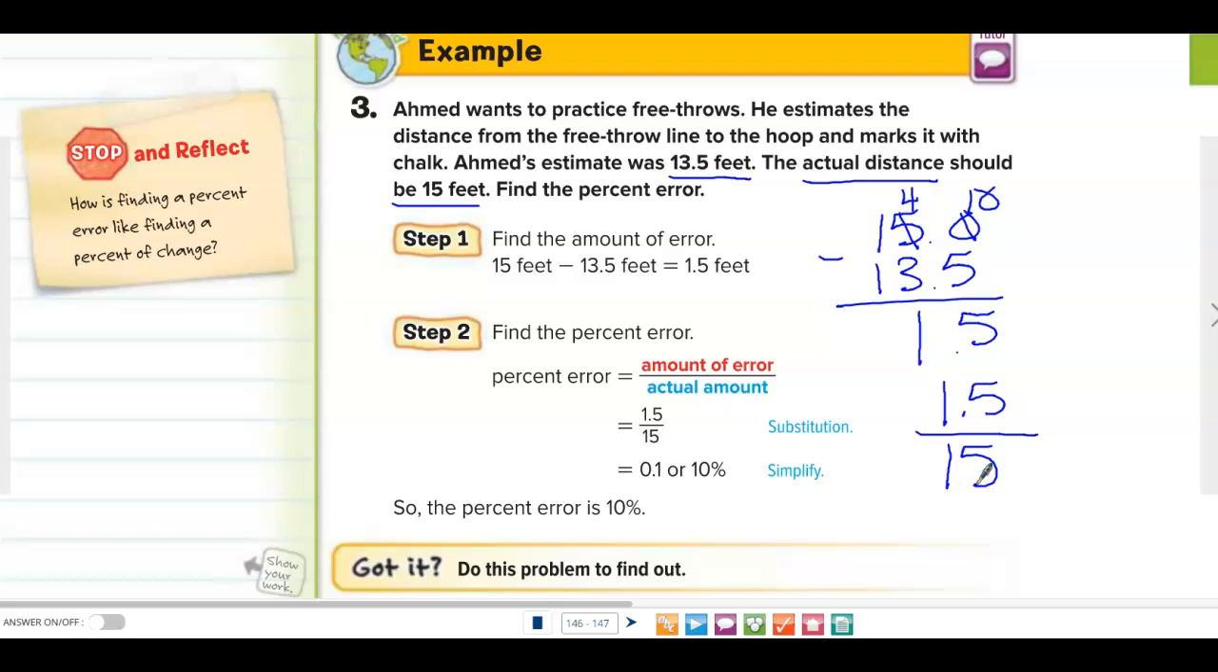So then we can type this into our calculator. 1.5 divided by 15. And we get 1/10. And if I change that into a decimal, what do you get? You get 0.1. How many times do I have to move the decimal? 2. So I get 10, so we have to add a 0 there, right? So it'd be 10%.